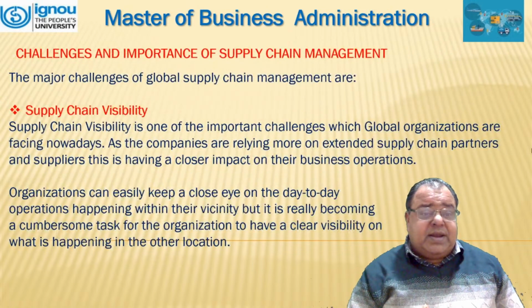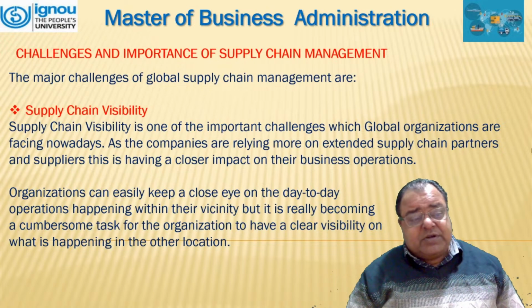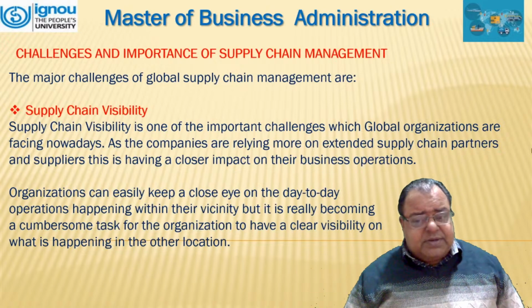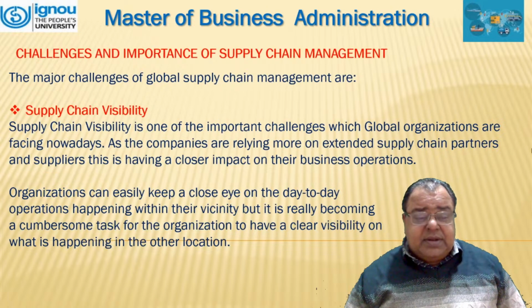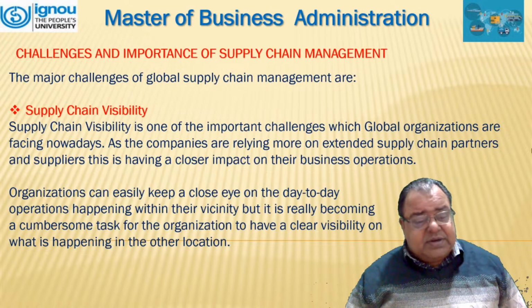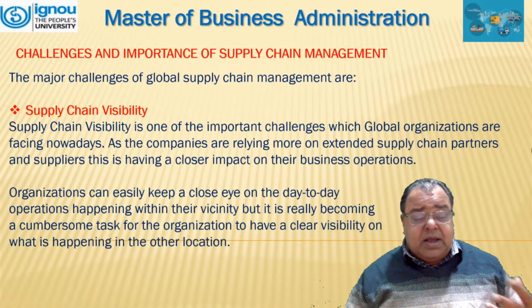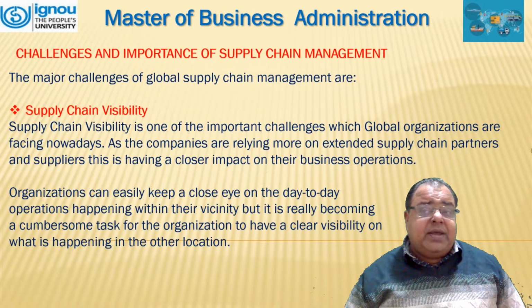What are the challenges and importance of supply chain management? The major challenges of global supply chain management are: the first one is supply chain visibility. Supply chain visibility is one of the important challenges which global organizations are facing nowadays. As the companies are relying more on extended supply chain partners and suppliers, this is having a closer impact on their business operations. Organizations can easily keep a close eye on the day-to-day operations happening within their vicinity, but it is becoming a cumbersome task to have clear visibility on what is happening in other locations.